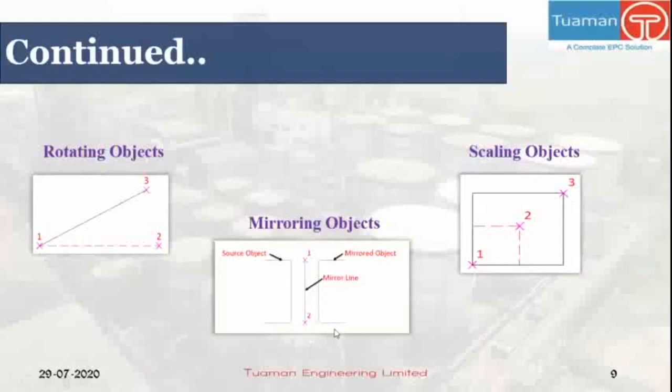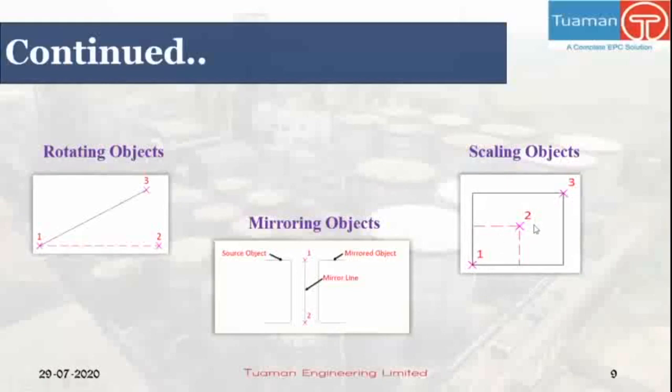Next is the mirror object. The mirror command helps to create a mirrored image of an existing AutoCAD object. With the mirror command, we can replicate objects by reflecting them symmetrically across a physical or imaginary line. In AutoCAD, sometimes we need to create a mirrored duplicate of objects. That is where the mirror command comes in handy.